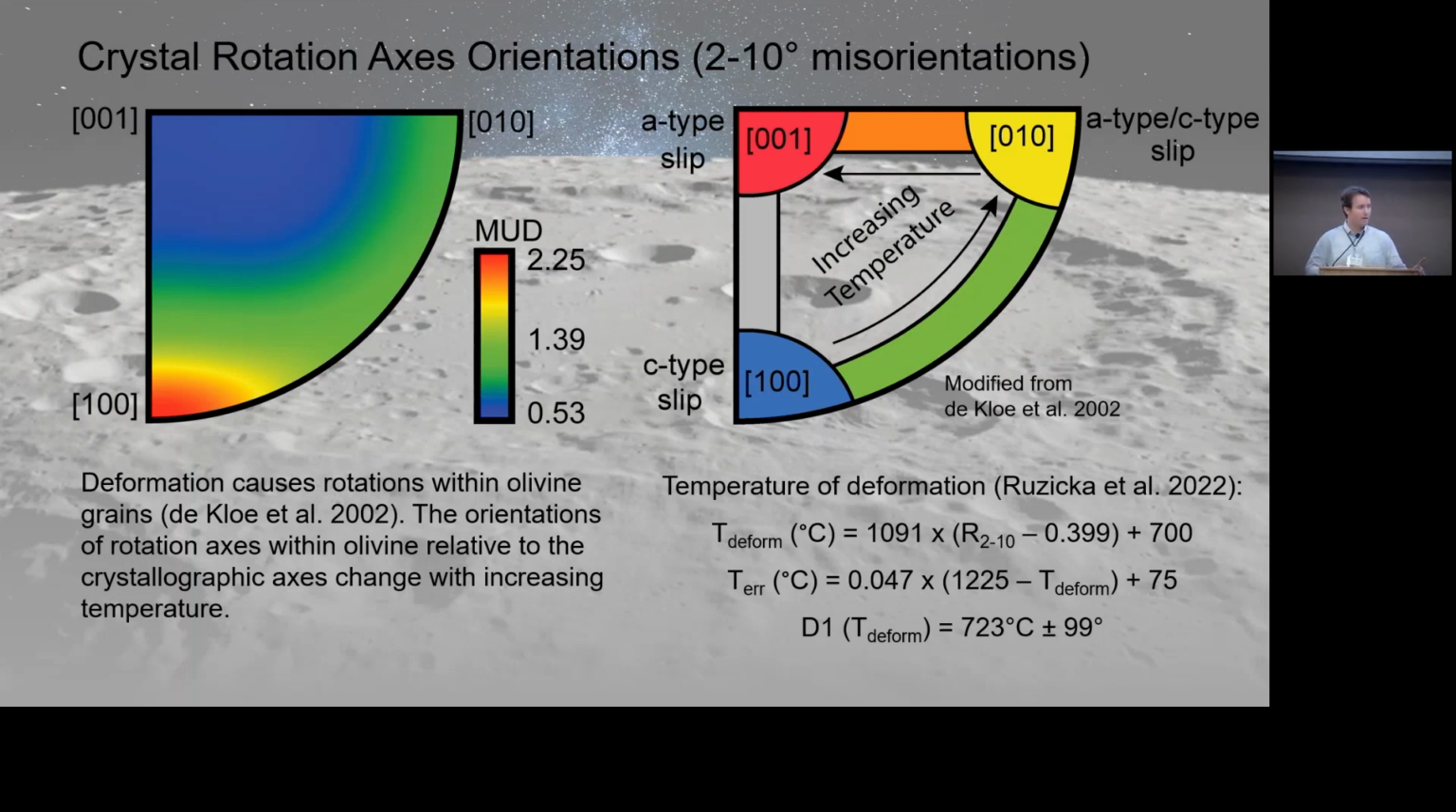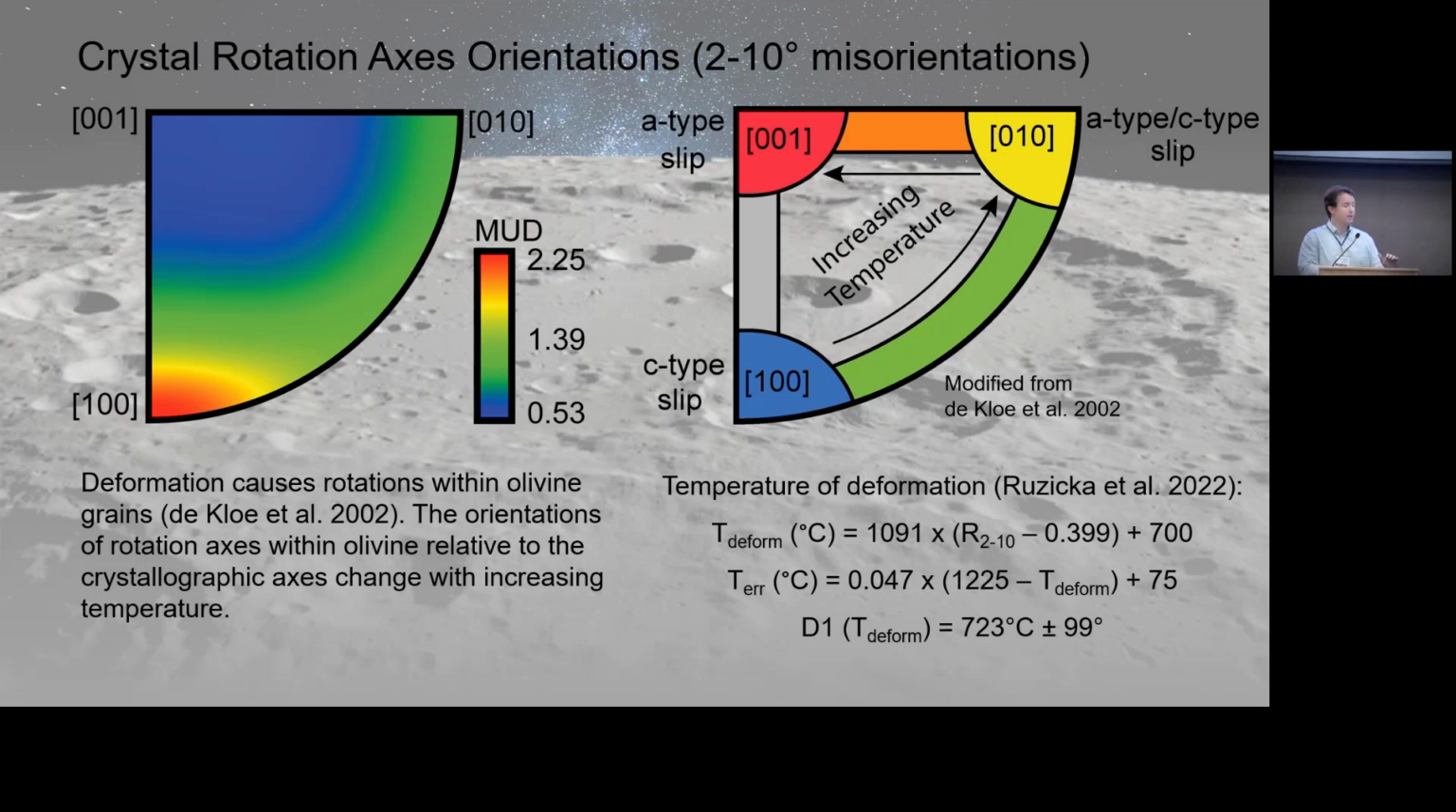So this diagram on the right illustrates how that happens. At low temperatures, around 700 degrees or lower, we will see orientations of rotation axes at the bottom of the graph. This corresponds to what's called C-type slip. As we increase the temperature, we move up and over. This corresponds to the activation of what's called A-type slip. And then at higher temperatures, around 900 degrees, A-type slip becomes the most common.